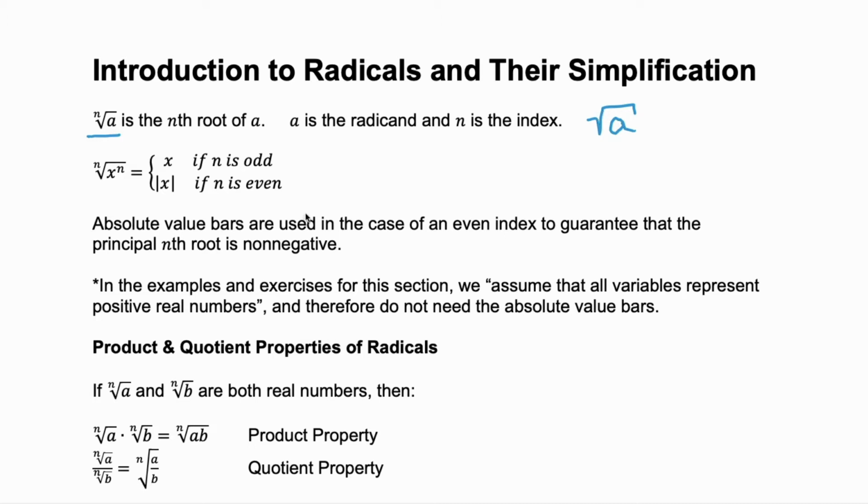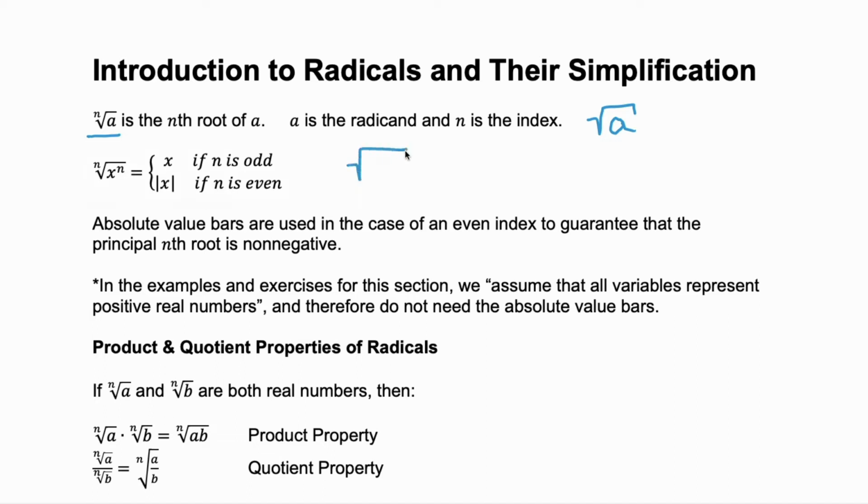Now, if you take the nth root of a radicand that's raised to the power of n, you'll get x if n is odd. So if your index and your exponent are odd, 3, 5, 7, and so on. But if you have an even index, we're going to take the absolute value of it because we want the principal nth root, which is non-negative.